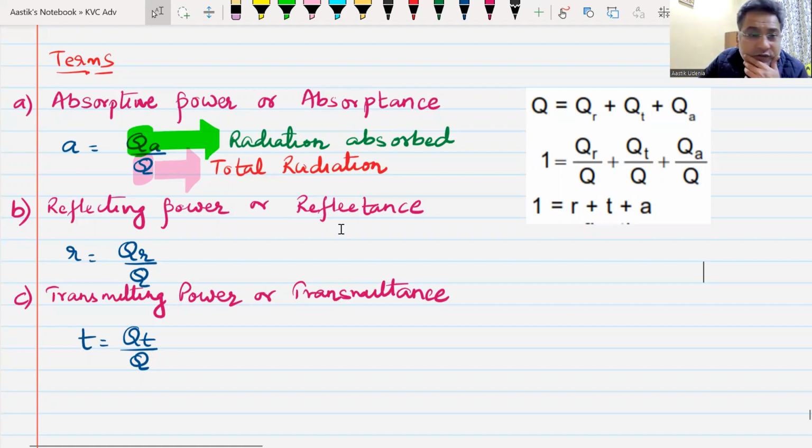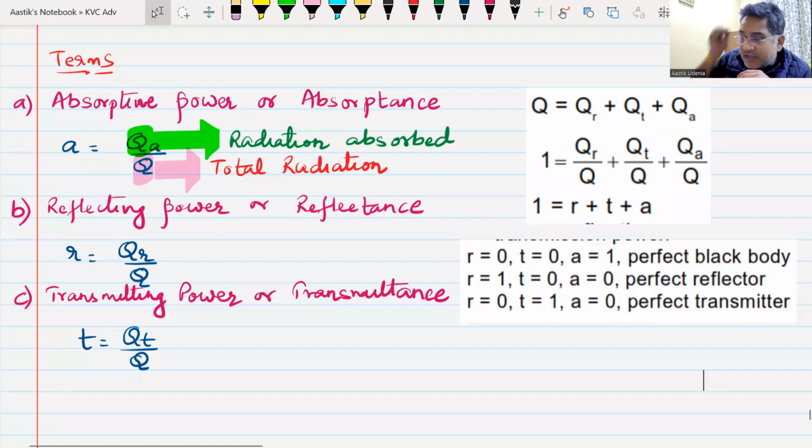Then it is easy to understand. If a is 1 and the other things are 0, it will be a perfect black body. If r is 1 and other things are 0, it is a perfect reflector. If t is 1 and the other things are 0, it is a perfect transmitter. Do we understand this? Yes, sir.